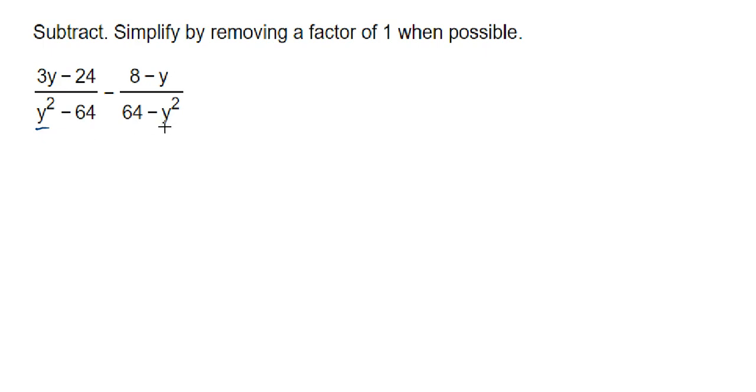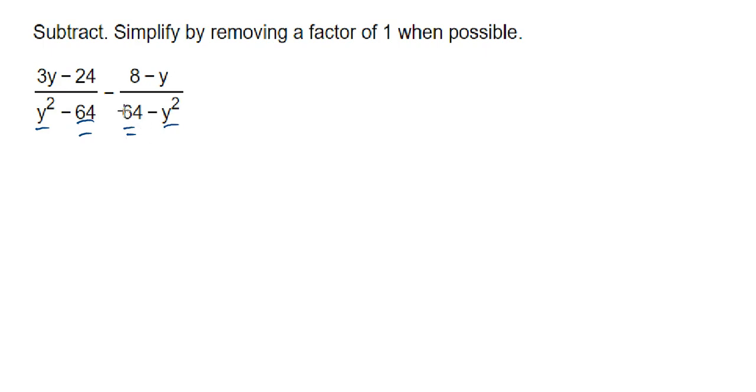We have y squared here, we have y squared here, we have 64 here, we have 64 here. The only difference is the signs of these terms. This y squared is positive, this y squared is negative. This 64 is negative, but this 64 is positive. So they're really the same, but they're off by the signs, right? One's the negative of the other, essentially. And whenever that's the case, this can be easily fixed.